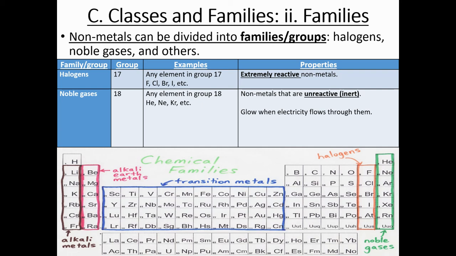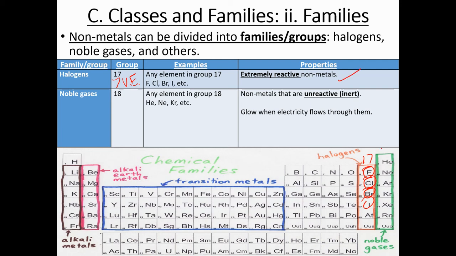Now we can take a look at some families of nonmetals. So halogens, they're group 17. They have 7 valence electrons. So any element in group 17 would be considered a halogen, typically with the exception of At, because that is a metalloid. But some sources will consider it a halogen. So it doesn't really matter too much for our course. We're going to focus on these main ones over here as our halogens. And these are the more reactive nonmetals. So they're the extremely reactive nonmetals.